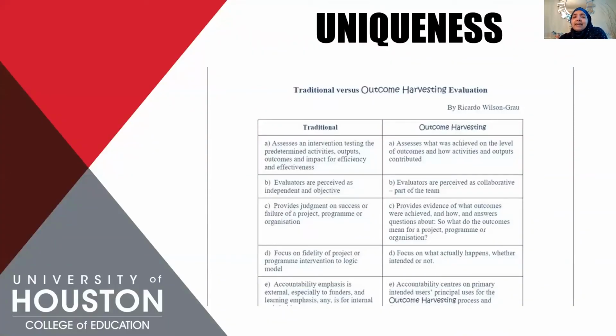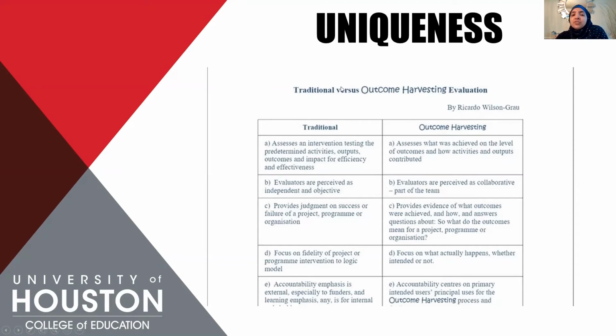We also want to look at the uniqueness of this evaluation approach. Why would you use it versus traditional methods? So let's look at a few of those points. This is provided by Ricardo Wilson-Grau, the founder himself.